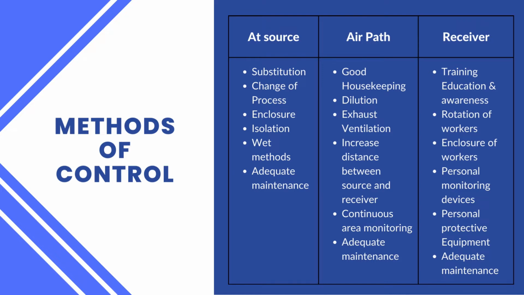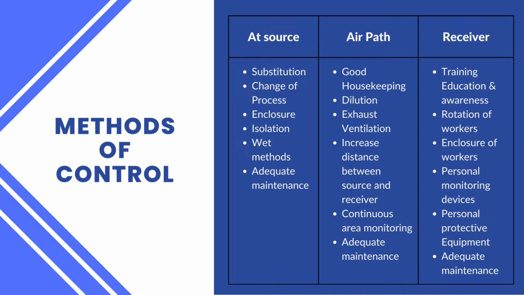So the chart here describes the methods of control, in which the first is at the source, which comprises substitution, change of process, enclosure, isolation, wet methods and adequate maintenance. With the help of all these steps, individually or combined, we can control the hazard at the source. We can also control the hazard by the air path.